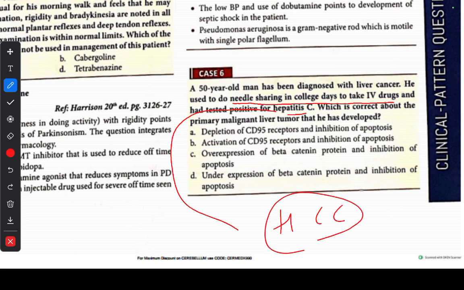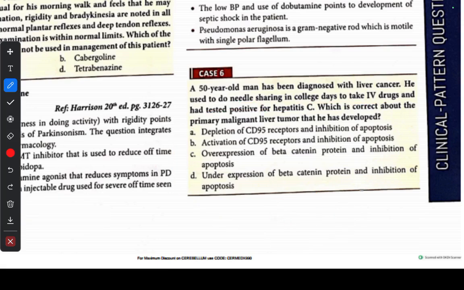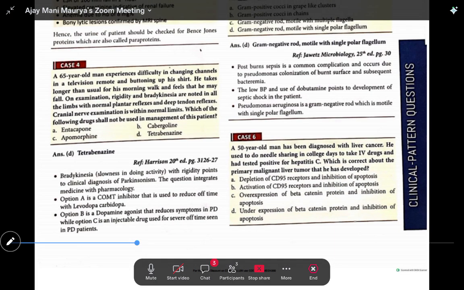Okay, now for hepatitis B and C, the main thing is that there is a depletion of the CD95 receptors. Okay, you have to match the answer. Hepatitis C, CD95, that is how you have to remember this one. Okay, done.